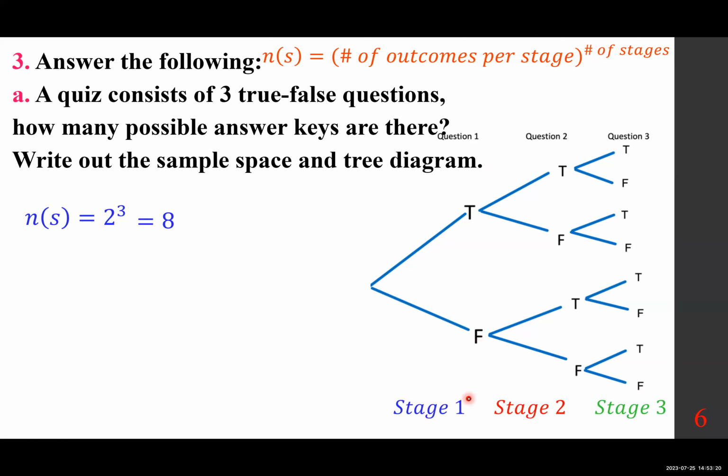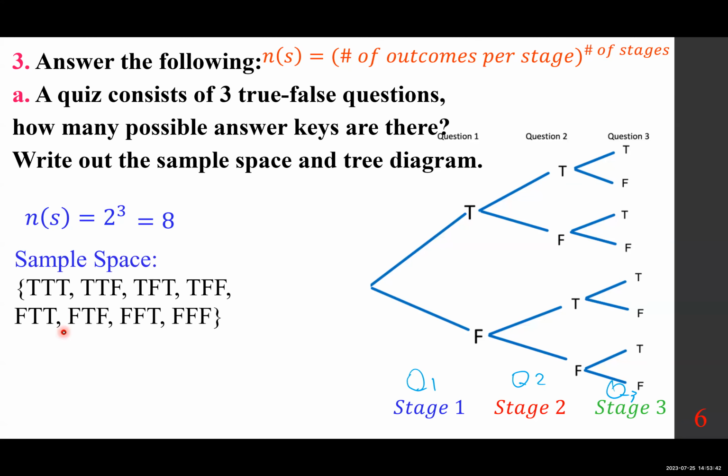And that's stage 1. That means the first question, stage 2, second question, stage 3, third question. I can even write that at the top of it. So in other words, this is question 1, let's say, question 2, question 3. And that's the sample space. Again, T is the first one, F is the last one. If you keep it the way I told you, it's very easy to keep track of everything.